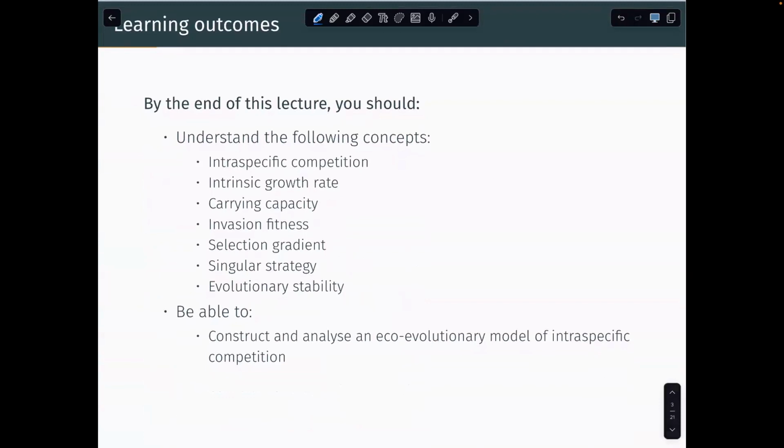Okay, so there's quite a few things to introduce today. Many of these things we'll be visiting again over the second half of this course. So today we'll talk about intraspecific competition, which I've just talked about. Within that, there's ideas of intrinsic growth rates and carrying capacity. I'll explain these in a moment. And then when it comes to adaptive dynamics, we've already talked a little bit about invasion fitness, but we'll also talk about selection gradients, singular strategies, and then this concept of evolutionary stability. These four things here, they'll be appearing time and time again, so definitely pay extra attention to these.